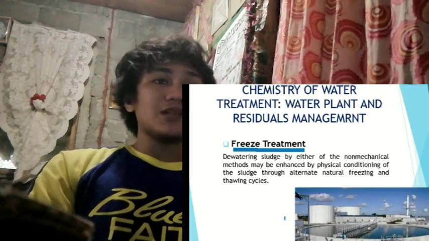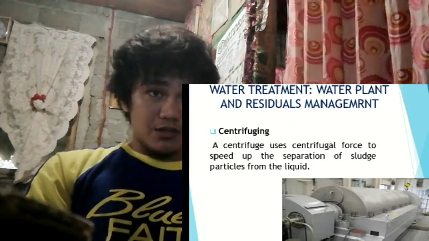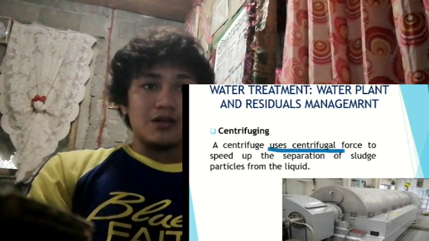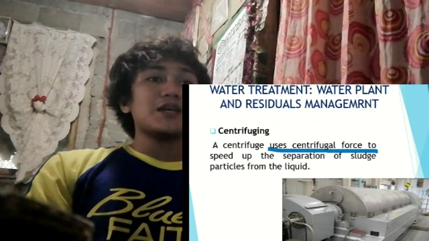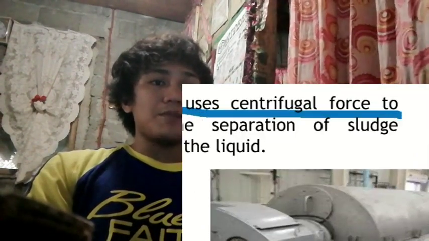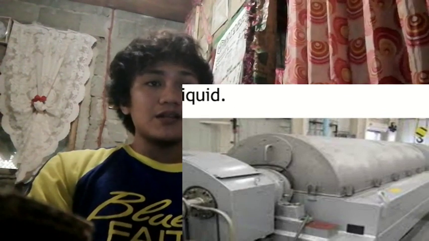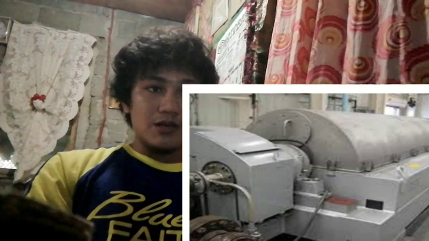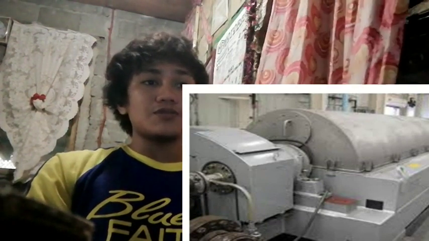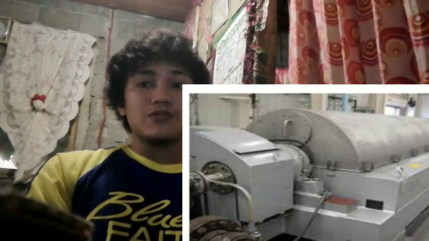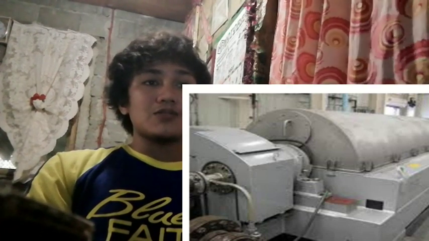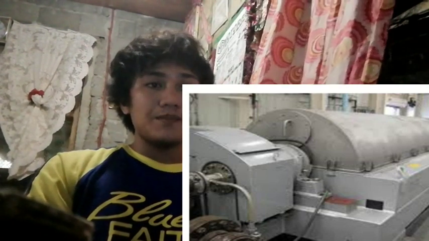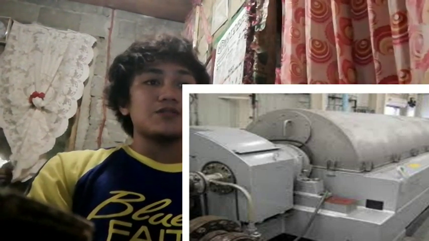Centrifuging. A centrifuge uses centrifugal force to speed up the separation of sludge particles from the liquid. In a typical unit, sludge is pumped into a horizontal cylindrical bowl rotating at 800 to 2000 revolutions per minute. Polymers used for sludge conditioning also are injected into the centrifuge. The solids are spun to the outside of the bowl where they are scraped out by a screw conveyor. The liquid, or centrate, is returned to the treatment plant.